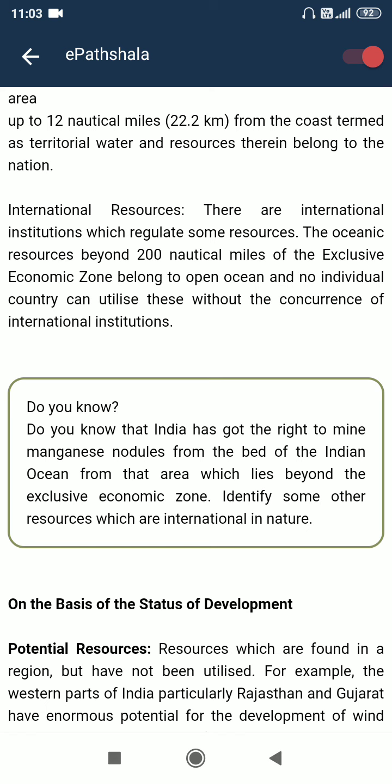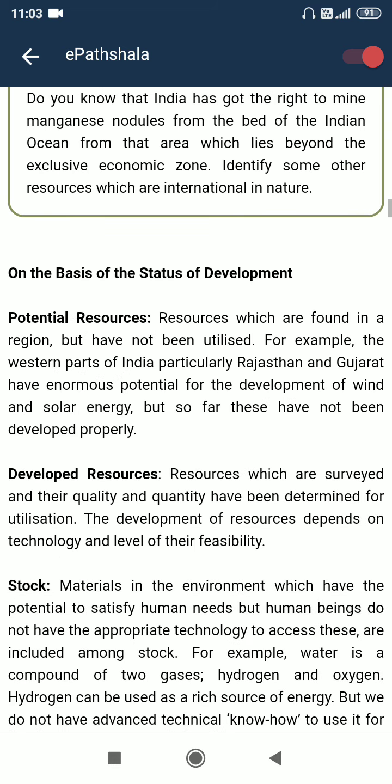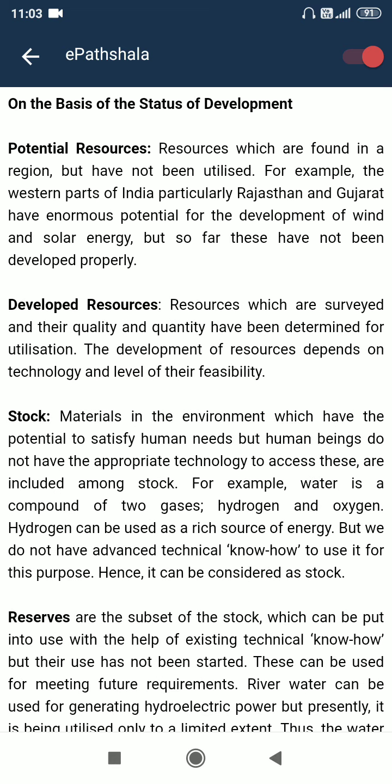International resources. There are international institutions which regulate some resources. The oceanic resources beyond 200 nautical miles of the exclusive economic zone belong to the open ocean, and no individual country can utilize this without the concurrence of international institutions. Do you know that India has got the right to mine manganese nodules from the bed of the Indian Ocean from that area which lies beyond the exclusive economic zone? Identify some other resources which are international in nature.